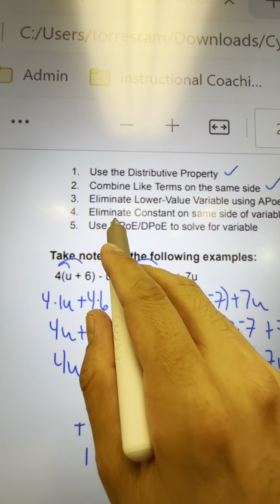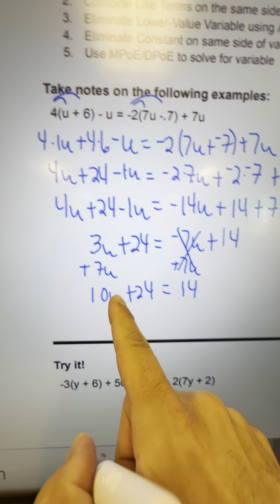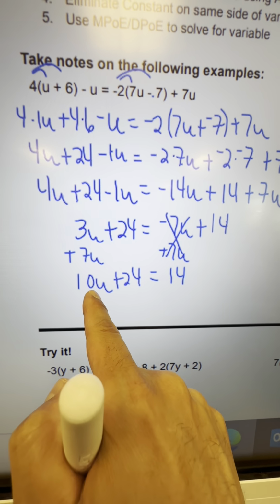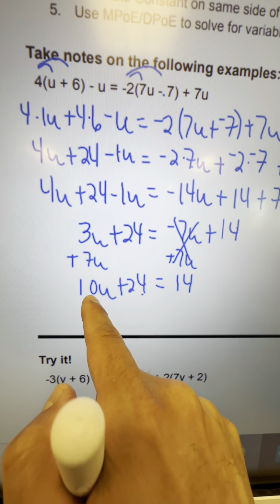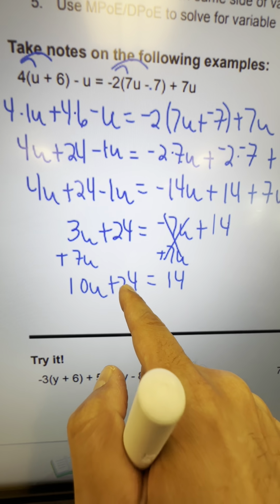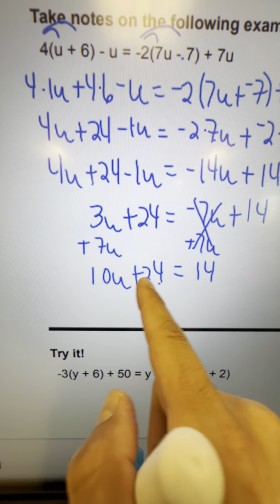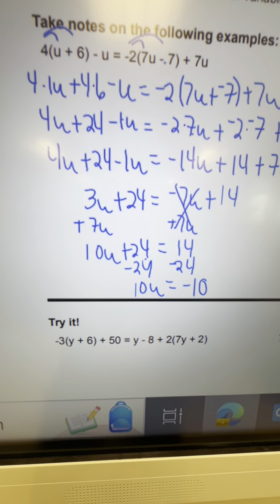So that means I'm going to step 4, eliminate the constant that's on the same side as the variable. I'm solving for u. Again, notice here we had u on both sides. Now I have u on one side. So I'm going to eliminate the 24 that's on the same side as the variable I'm solving for. This is called the constant because there's no variable. That's what it means by eliminating the constant on the same side of the variable. So let's get rid of the 24 positives by doing the opposite, 24 negatives.